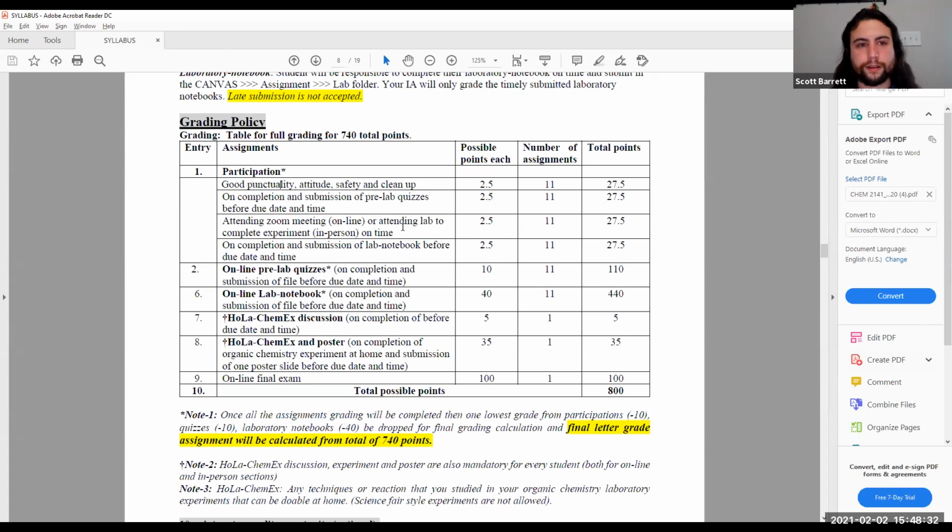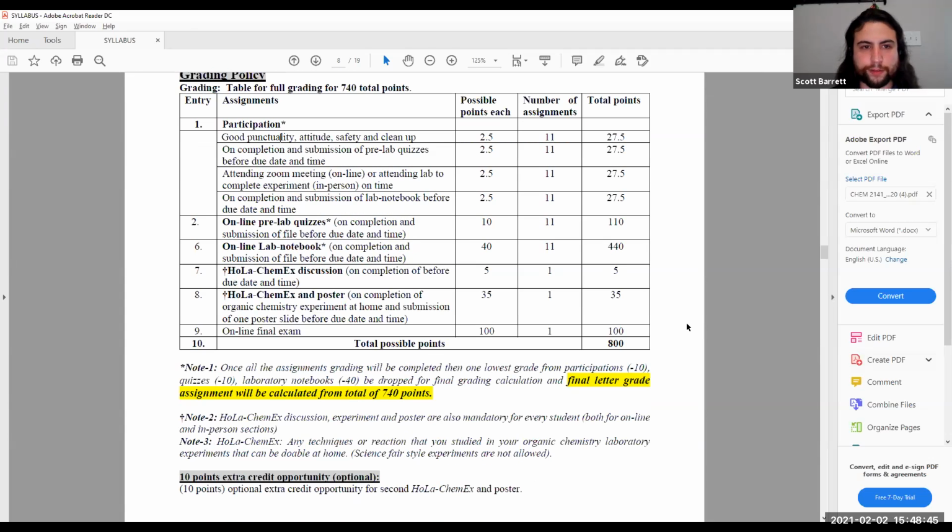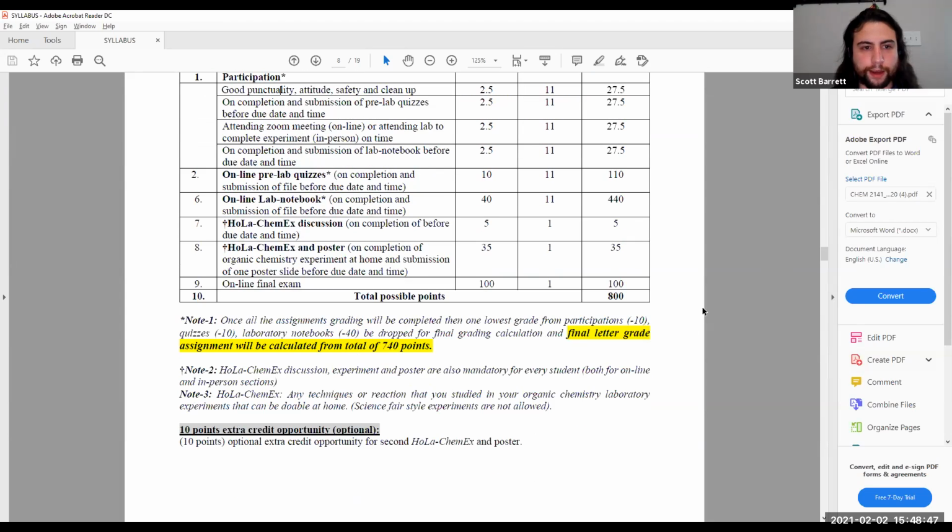Same thing right there. The online lab notebook, make sure it's submitted by the Sunday before the following Zoom meeting. And we will discuss the ChemX discussion and poster as we get closer to that date, so that we can save some time here and actually get into the experiment that we have for the week.